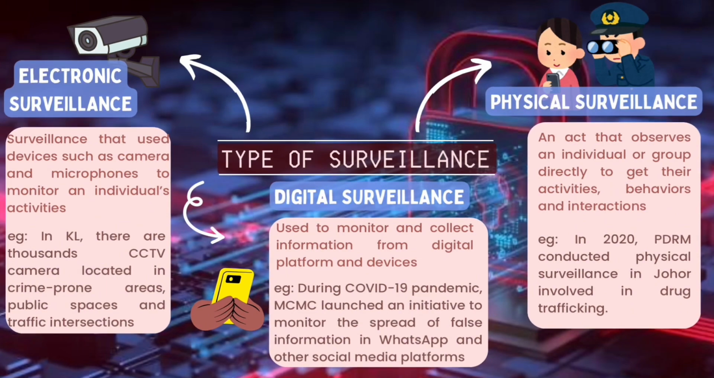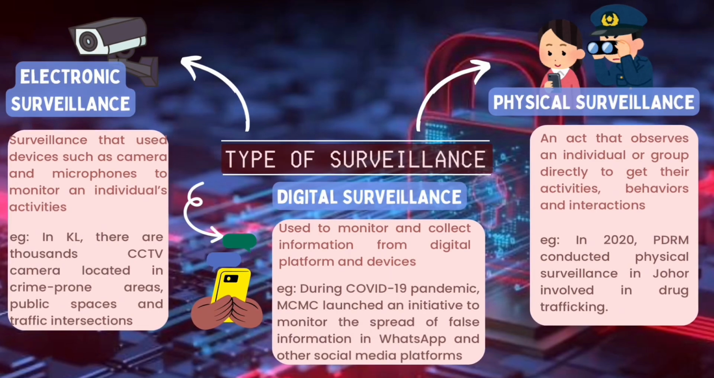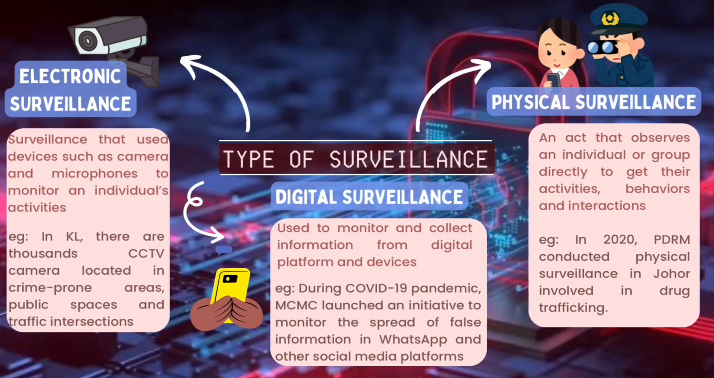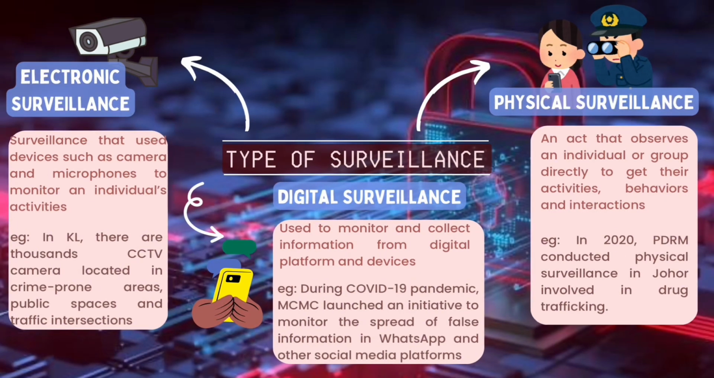Then, digital surveillance is used to monitor and collect information from digital platforms and devices. It is one of the ways for government, corporations, and individuals to track any activities. The government used digital surveillance as a national security measure to monitor potential terrorist activity or cyber threat to ensure the public safety. These involve tracking online communication, detecting suspicious activities, and other security breaches.